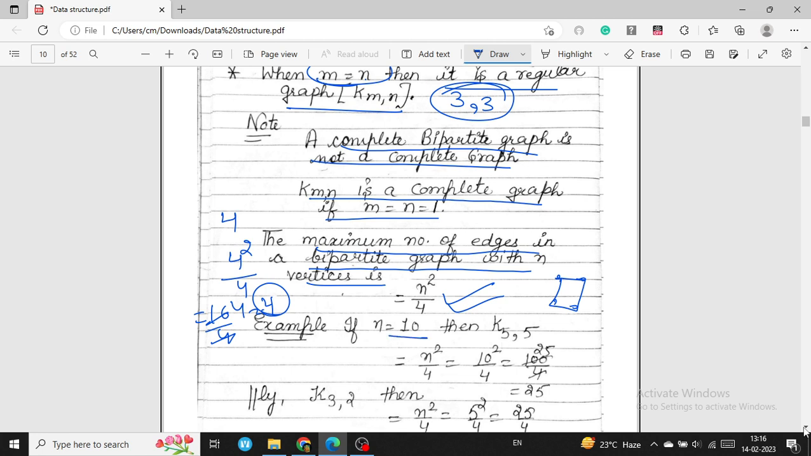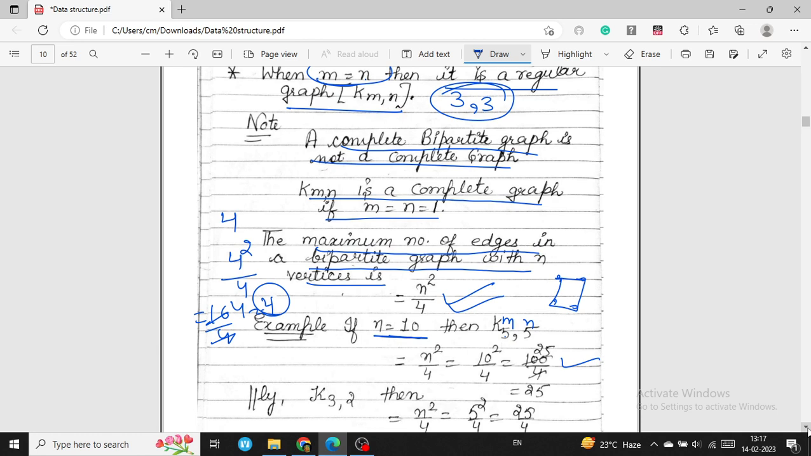If n is equal to 10, then you can take m as 5 and n as 5, meaning both are equal. And you can check the number of edges by putting in this formula. n is 10, 10 squared over 4, which is 100 divided by 4, so 25 edges.